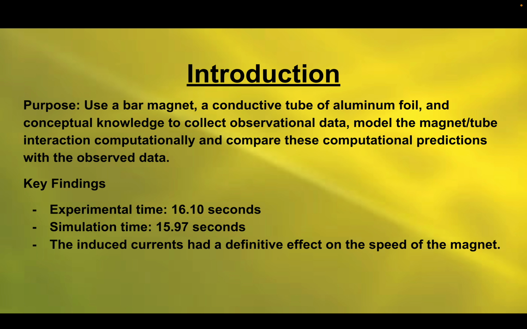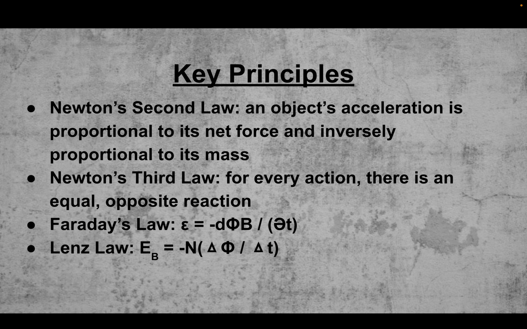The first is that the experimental time of the experiment was 16.1 seconds, and again, this was the section of the experiment that was physical, me testing it myself. And then the second part, the simulation time, resulted in an average of 15.97 seconds, and that's obviously the simulated one with GlowScript code. And a key finding that we see after completing the lab is that the induced currents have a definitive effect on the speed of the magnet. So as long as these currents do exist, there is change on the speed.